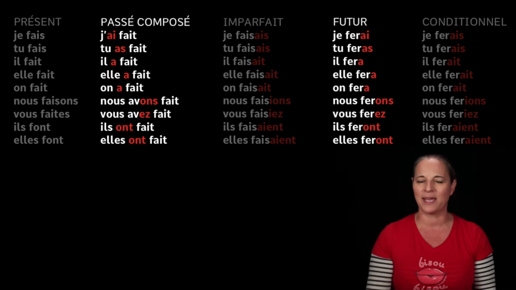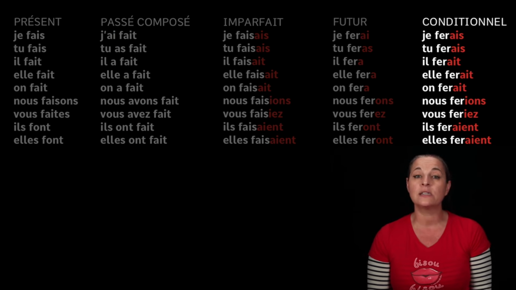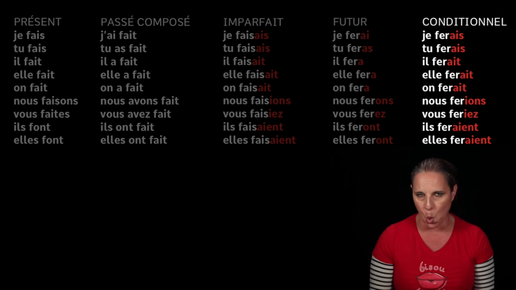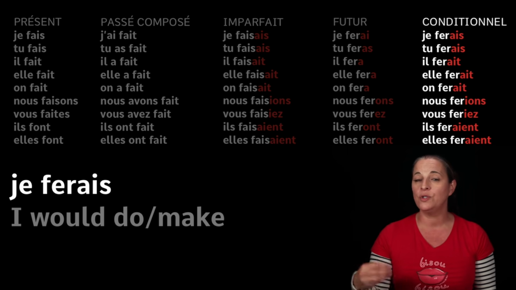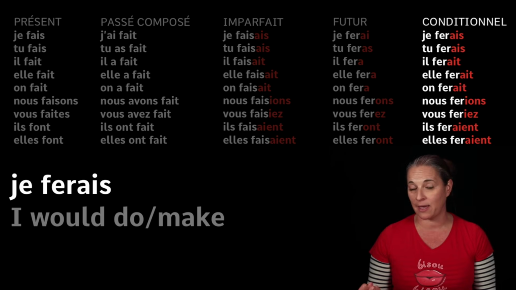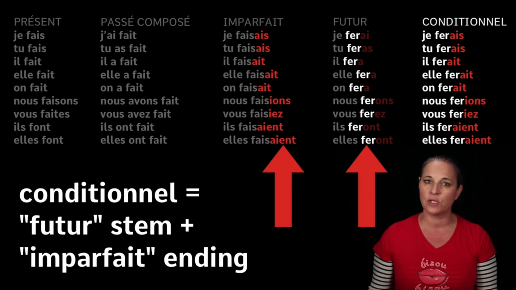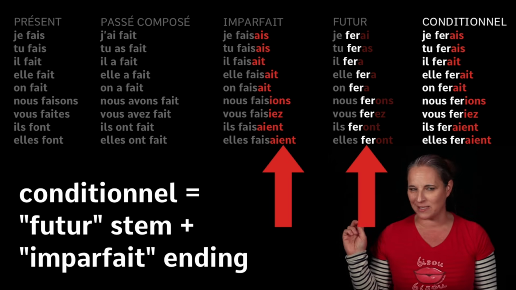So you've got to be clever about that. There is a pattern. Now, let's have a look at the last tense, which is a conditional verb. Now, you're going to tell me, what is the conditional? Well, in English, it's when you say I would. So, I would do or I would make. Now, how do you do that? You take the stem of the future tense, which is faire, and you add the endings of the imperfect tense.